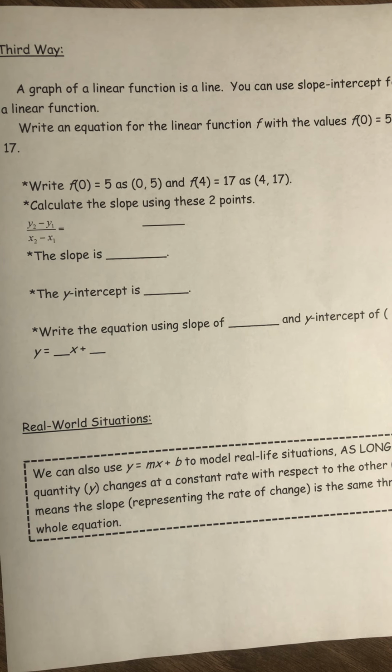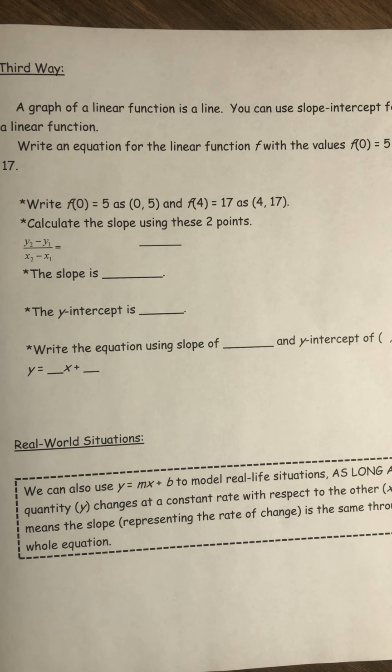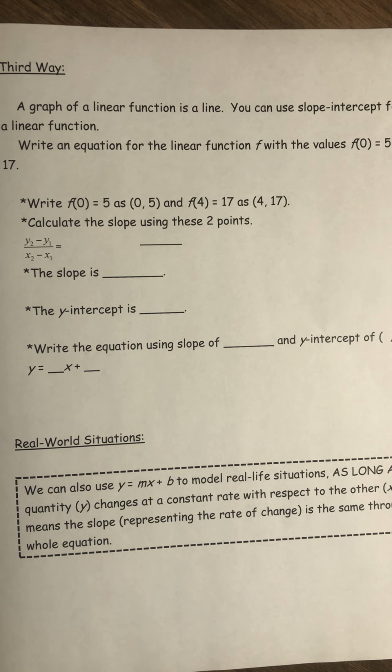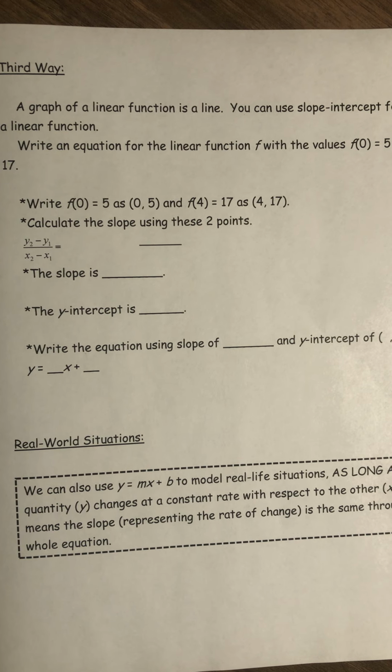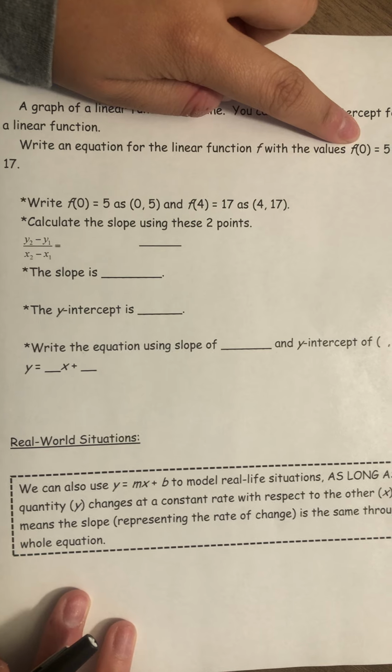Awesome. And last but not least, we have our third way of writing a linear equation in slope-intercept form. So a graph of a linear function is a line, obviously. We've learned that when we learned about what a linear function was. And you can use slope-intercept form to write a linear function. So write an equation for the linear function f with the values f of 0 equals 5 and f of 4 equals 17.